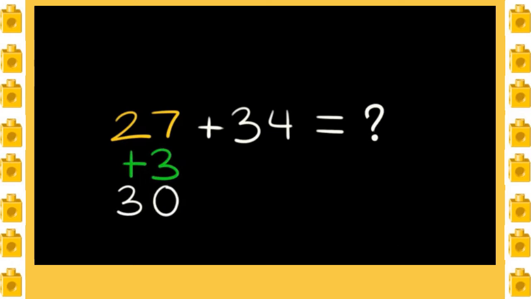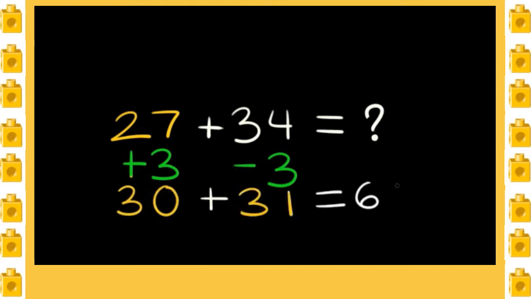Because we added 3 to one addend, what do we have to do to the other? We have to subtract 3. So 34 minus 3 gives us 31. And 30 plus 31 is something you might be able to do in your head, or you'd find very quickly on a 100 chart. Okay? 30 plus 31 is 61, and 27 plus 34 is also 61. That's how compensation works.